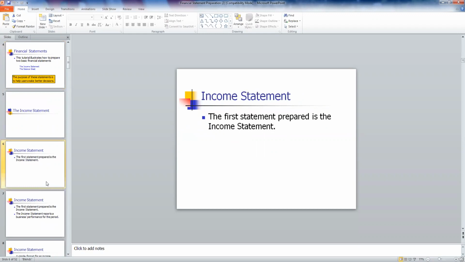So the first statement prepared is the income statement. The income statement reports the business performance for the period. So the period could be a month, a quarter, or a year. And when we talk about the business performance, we're talking about the sales, the expenses, and the profit or loss.